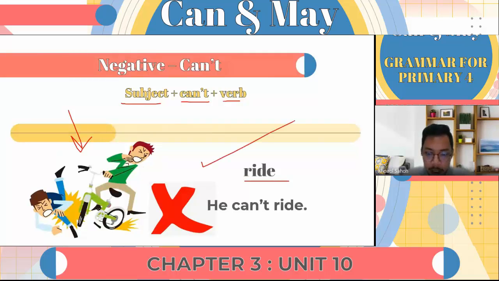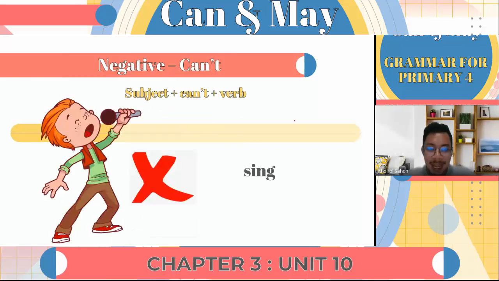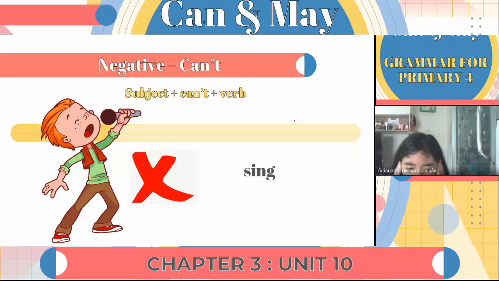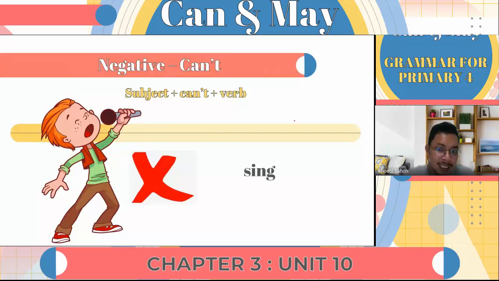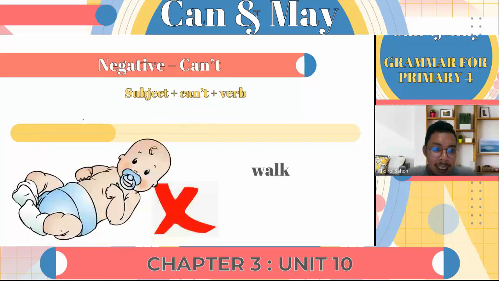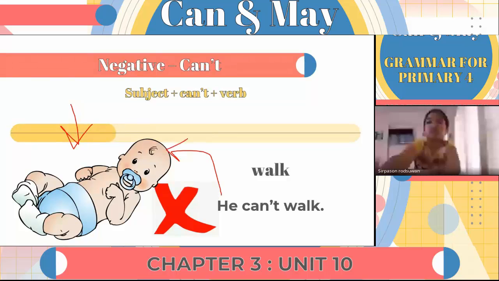He can't ride a bicycle. Very good. Next, negative, sing. This guy cannot sing. He cannot sing, or he can't sing. You can pronounce all of these ways, right? He can't sing. Next, negative using walk. Can this baby walk? He can't walk, or he cannot walk.